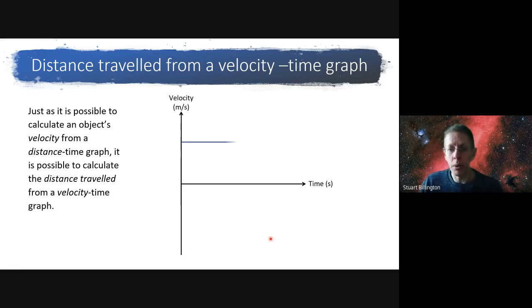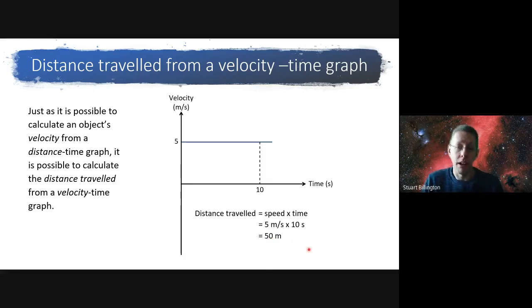So let's start with a simple example. Here is an object that is traveling at a constant velocity, not accelerating, not decelerating, just the same number of meters traveled every single second. Let's pretend that it's traveling at 5 meters per second, and it does it for 10 seconds. So the question is, how far did it travel in that time? So we know full well that the distance traveled is speed times time. It's 5 meters per second for 10 seconds, which means we know that the distance traveled is 50 meters.